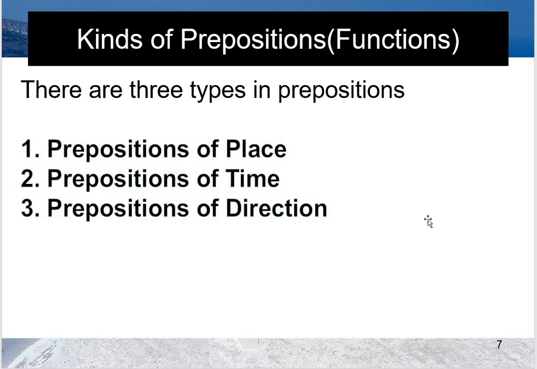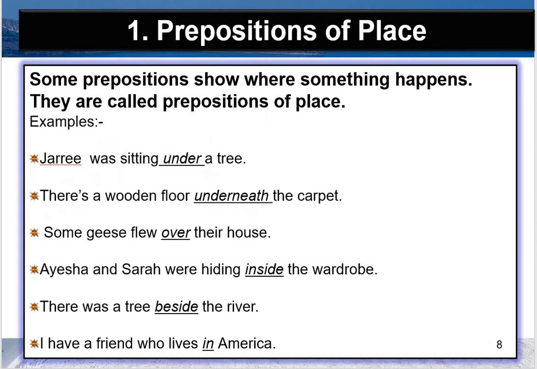Okay. Firstly, I discussed kinds of preposition with respect to form. Form means according to spellings, according to their physical appearance. Now I'm going to discuss kinds of preposition with respect to their function. What are the roles of preposition? They perform three basic roles. They discuss place, time, and direction. Now we'll discuss these three types of preposition with respect to their function and role.